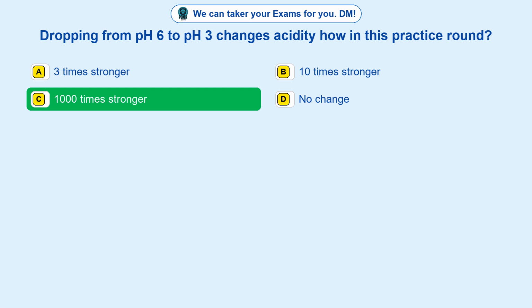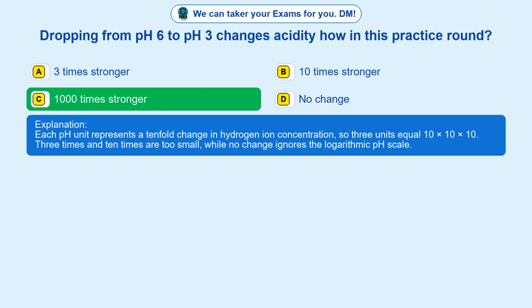1000 times stronger. Each pH unit represents a 10-fold change in hydrogen ion concentration, so 3 units equal 10 times 10 times 10. 3 times and 10 times are too small, while no change ignores the logarithmic pH scale.